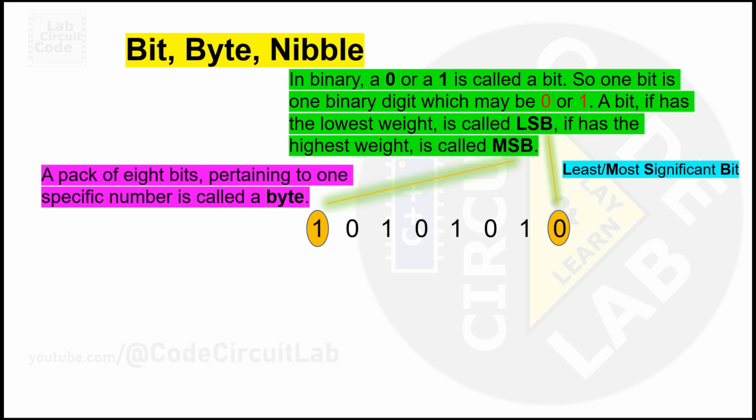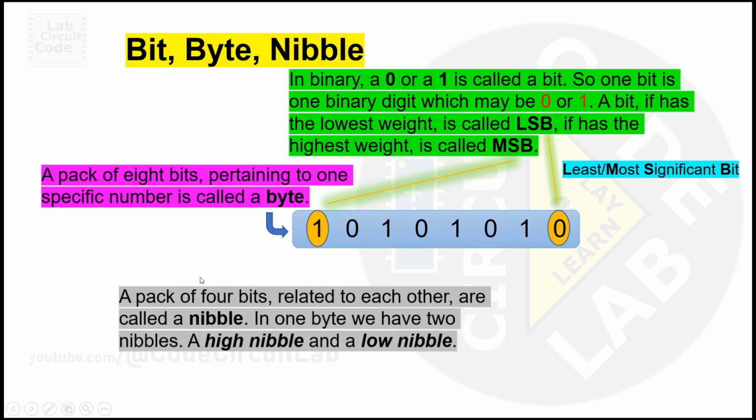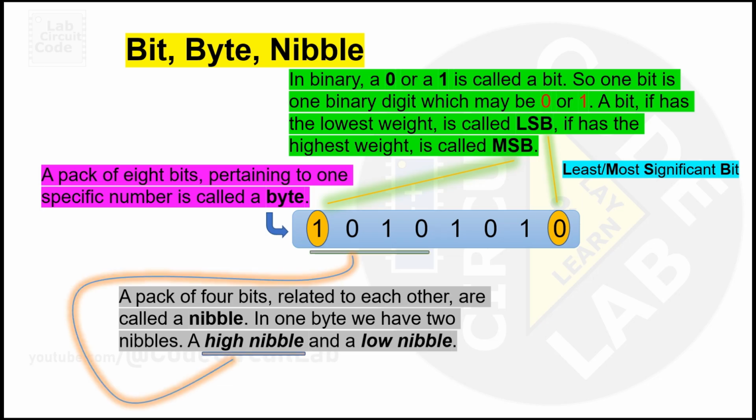A pack of 8 bits pertaining to one specific number is called a byte. So here these 8 bits are actually 1 byte. A pack of 4 bits related to each other is called a nibble. In 1 byte we have 2 nibbles, a high nibble and a low nibble.